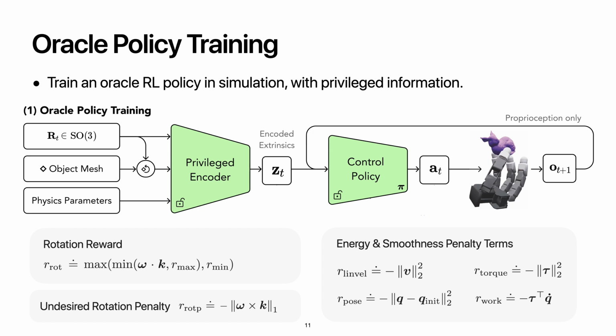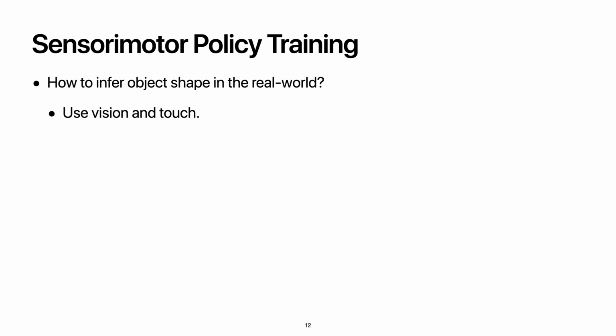We optimize this policy using reinforcement learning, with respect to a few reward and penalty terms. It tries to maximize rotation reward, defined as the product of angular velocity and desired rotation axis. It also minimizes the undesired rotation quantity, defined by the rotation component other than the desired rotation axis. In addition, there are a few energy and smoothness terms to make the policy operate smoothly and safely. This policy performs very well in simulation.